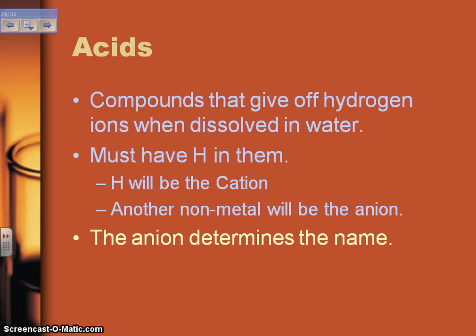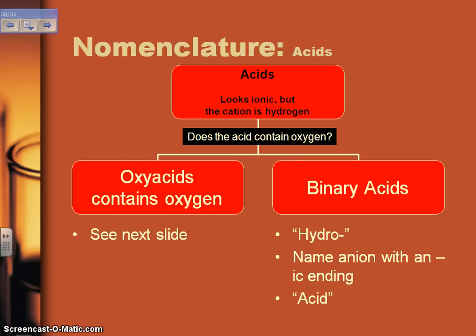Now, the hydrogen has nothing to do with the name. It's all about the anion, what determines the name. So, if you see that there's hydrogen in the cation position, you recognize that it looks ionic, but the cation is hydrogen. The next question you have to ask yourself is, I have an acid, but is the anion by itself, or does the anion have oxygen in it? Basically, what I mean by does the anion have oxygen in it is, is one of my polyatomic ions in the anion position?